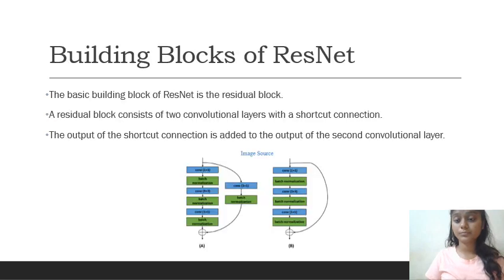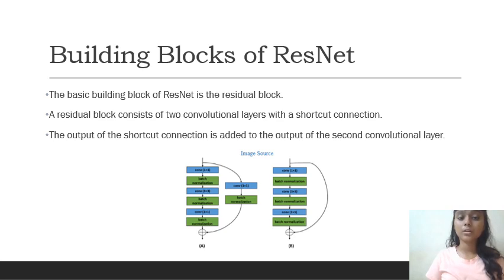The basic building block of ResNet is the residual block. The residual block consists of two convolutional layers with a shortcut connection. The output of the shortcut connection is added to the output of the second convolution layer.